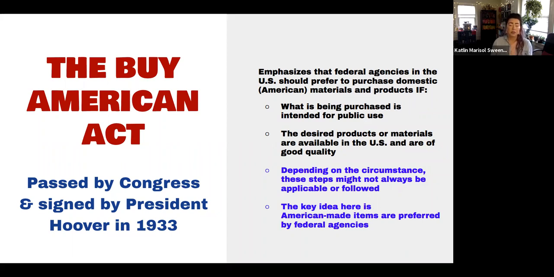Now, depending on the circumstance, these steps might not always be applicable or followed. That's kind of where that gray area comes in. And the key idea here is that American-made items are preferred by federal agencies. So the government is not going to typically elect to purchase something that's made in China or made in Canada, right? They're kind of, in some respects, going to be recognized as showing support for domestic companies, showing support for the U.S. economy if they're using U.S. dollars to purchase U.S. goods and services.